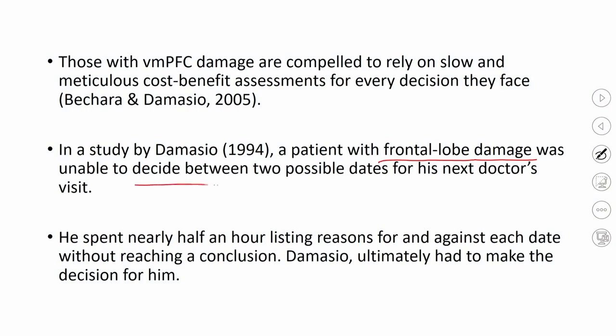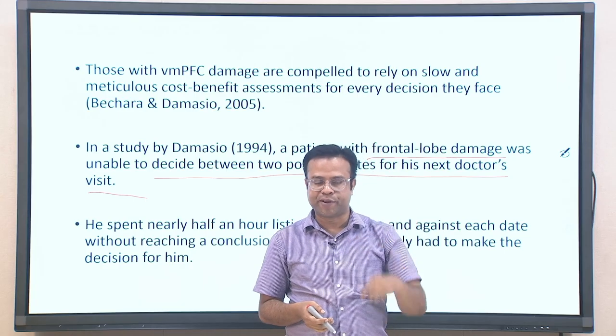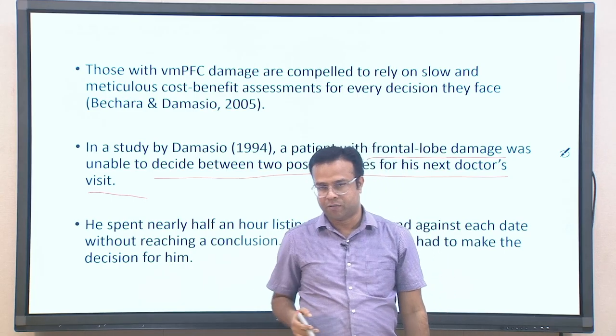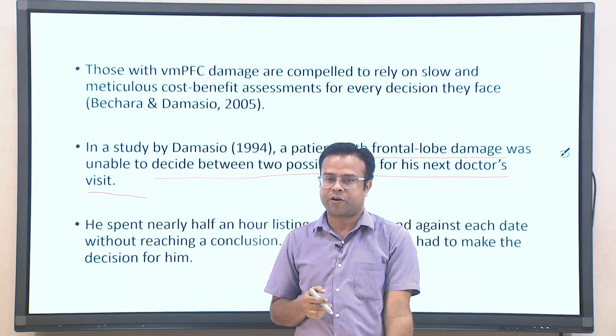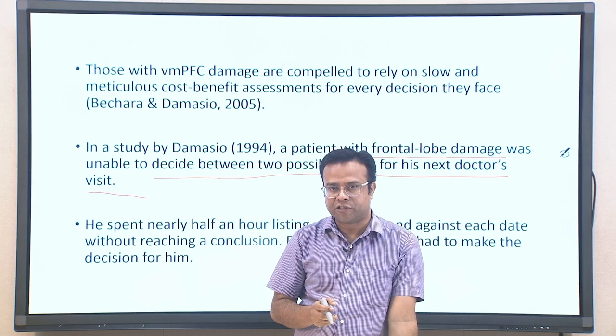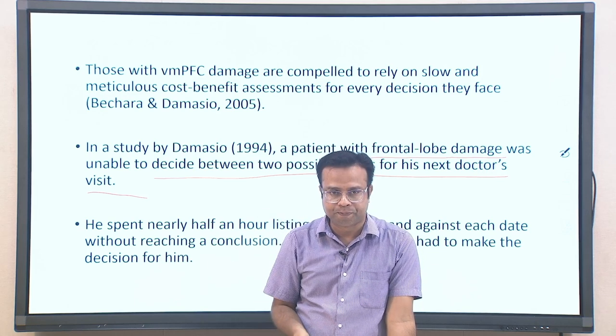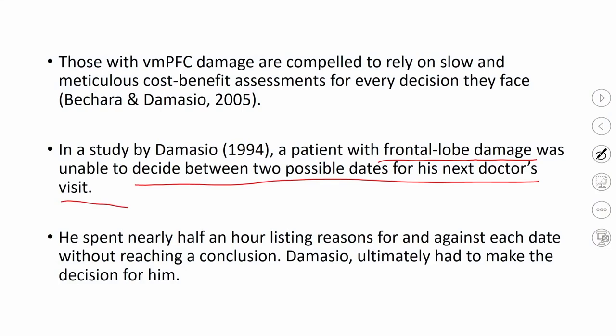This person was unable to decide between two possible dates for his next doctor's visit. The task was taking a decision when two days were available and he had to decide on one date for his next doctor visit. He was struggling to decide which date he should go, and he had this damage to the ventromedial prefrontal cortex. So, he was not able to take this simple decision of choosing between two dates. He spent nearly half an hour listing reasons for and against each date without reaching a conclusion.